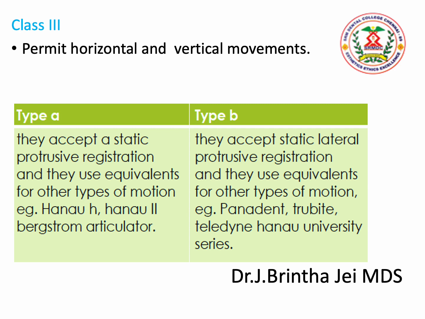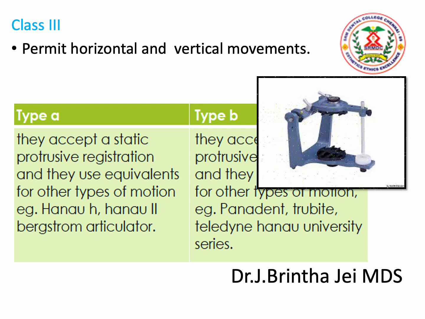In class 3, the type B, they will accept the static lateral protrusive registration and they use the equivalents. So that is the difference. Here they will use the equivalents from the other types of motion. But the difference is the static protrusive registration is possible in the type A and static lateral protrusive registration is possible in the type B. So here the examples are Panadent, TrueBite, Telebite, Hanna University series. An example is this articulator.